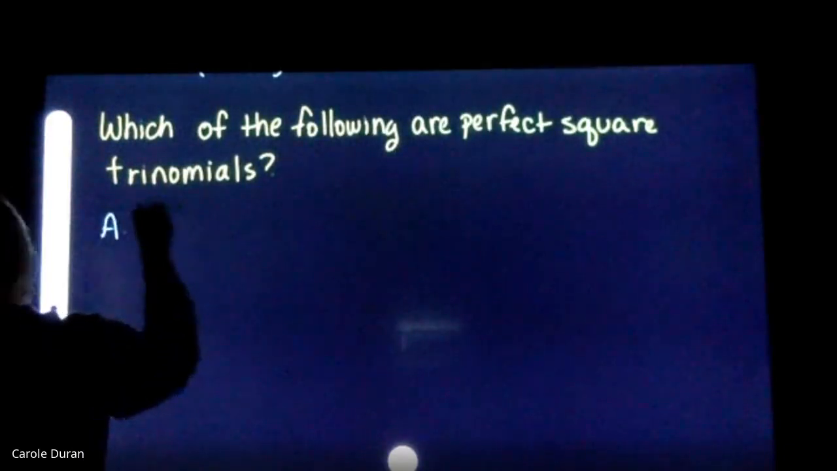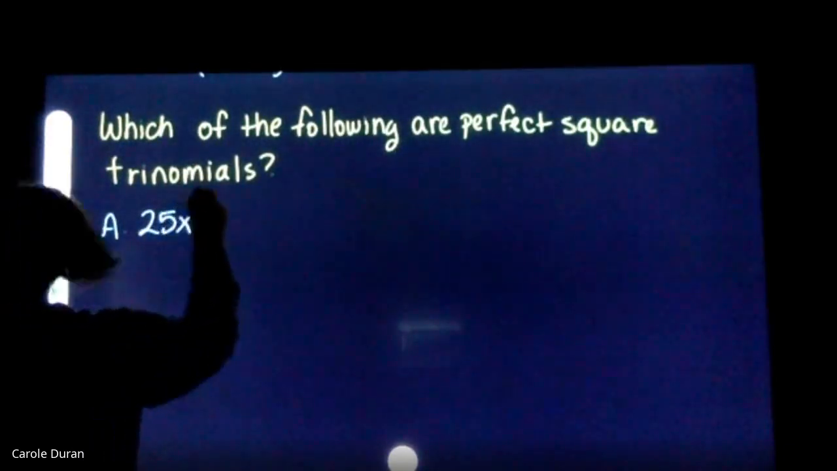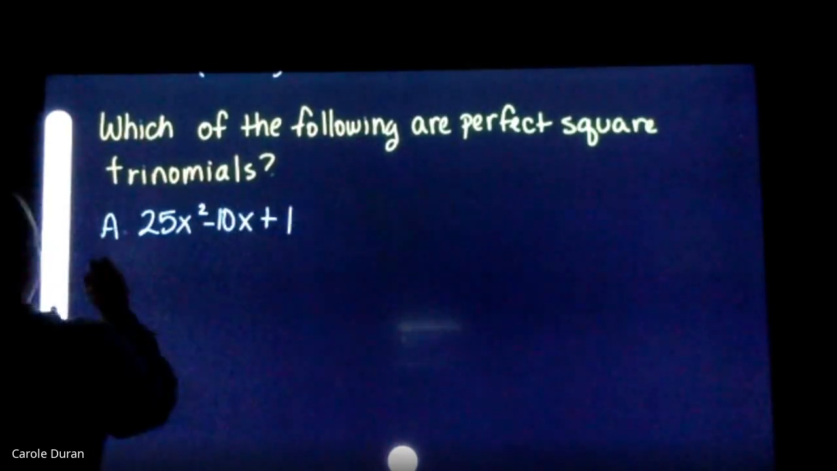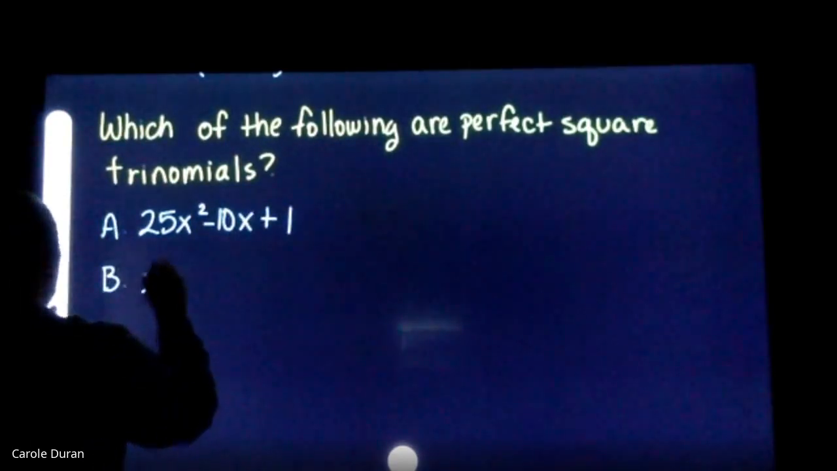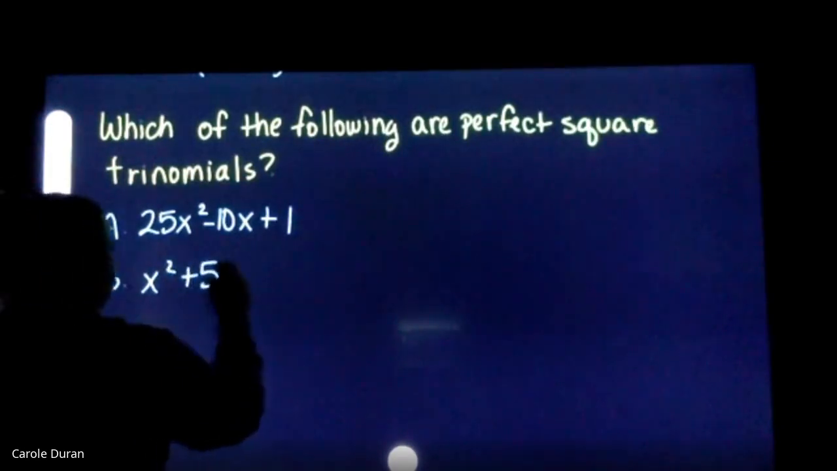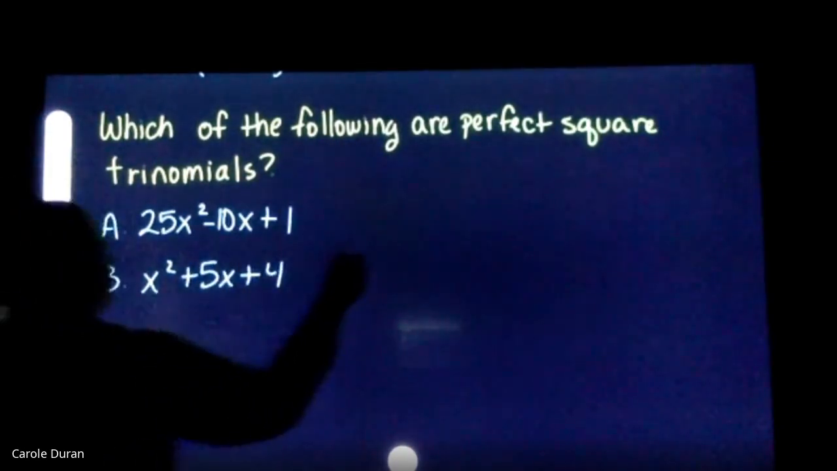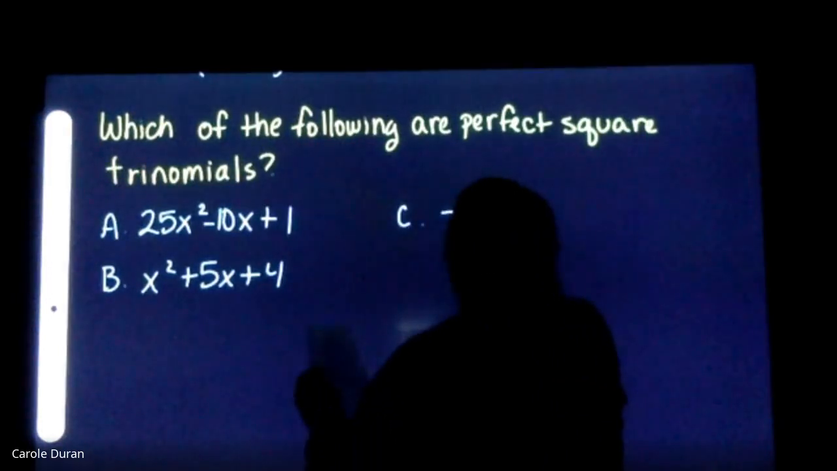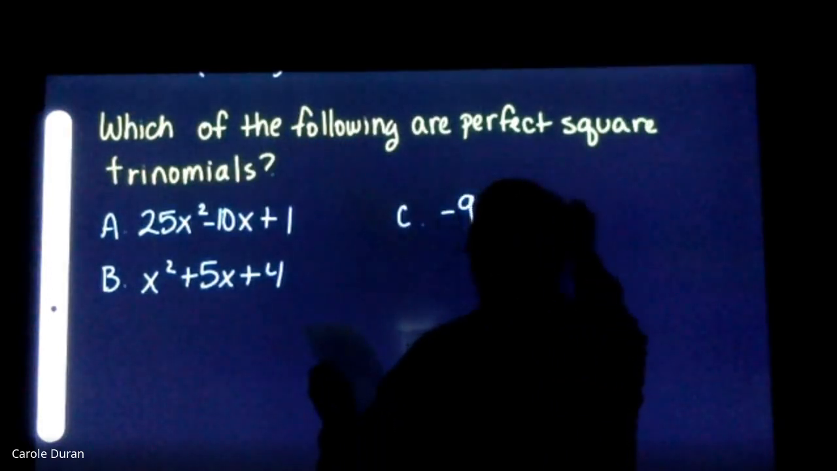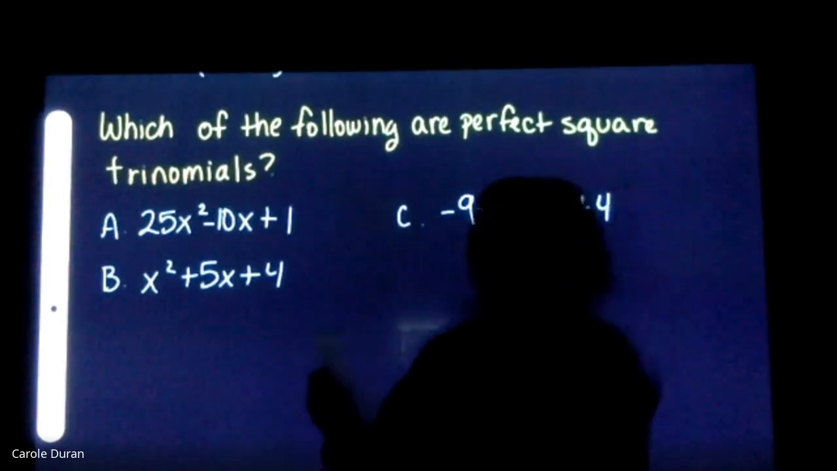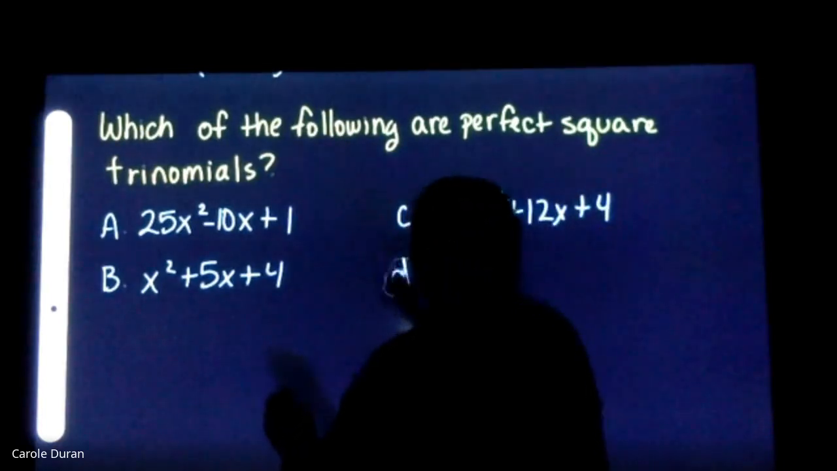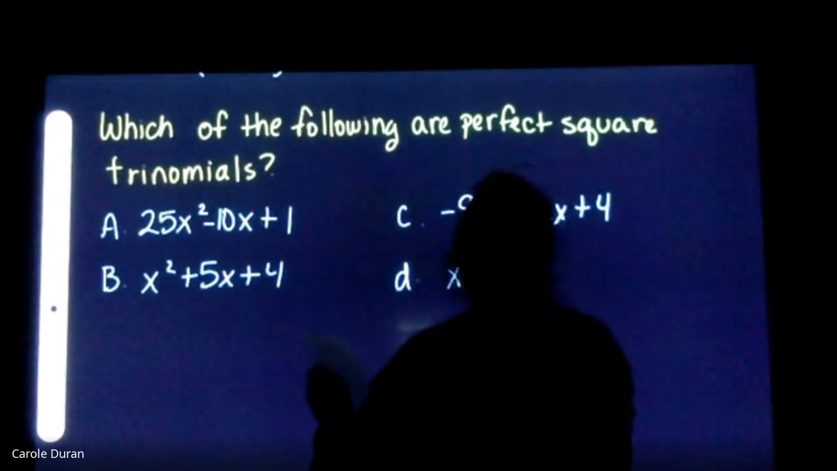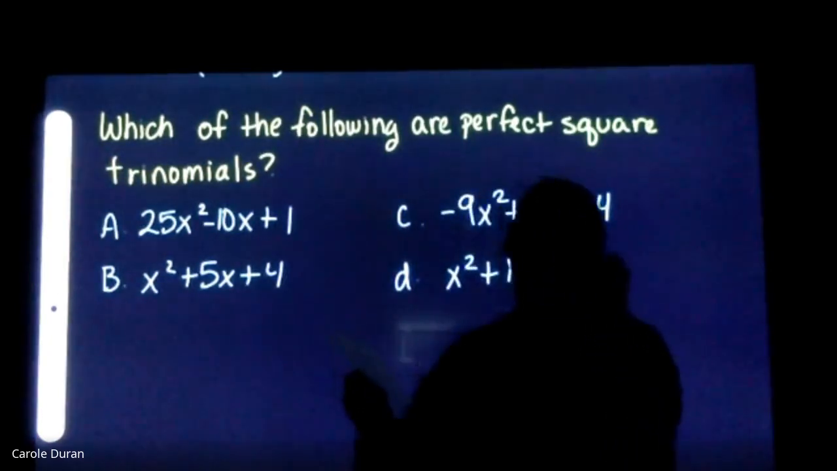We have A, which is 25x squared minus 10x plus 1. We have B, which is x squared plus 5x plus 4. We have C, which is negative 9x squared plus 12x plus 4. And then we've got D, which is x squared plus 14x plus 49.